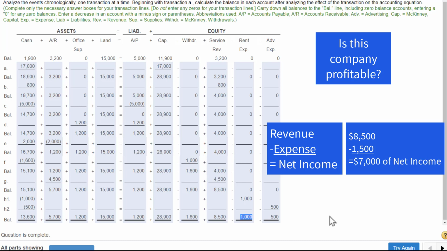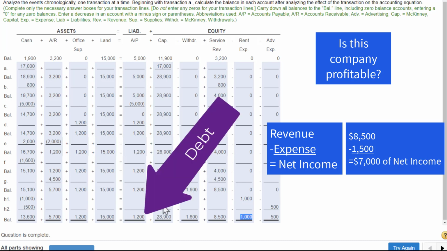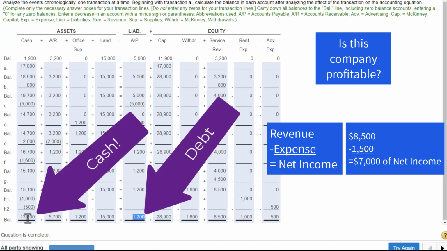And finally, I like to look at the debt of this company. How much debt do they have? 1,200. How does that compare to their cash? Oh, they got plenty of cash to pay their liabilities. So this company is in a really good financial situation. And that's it.